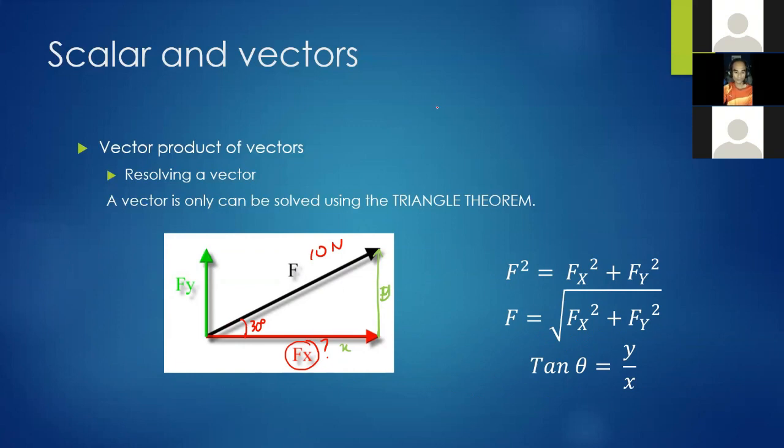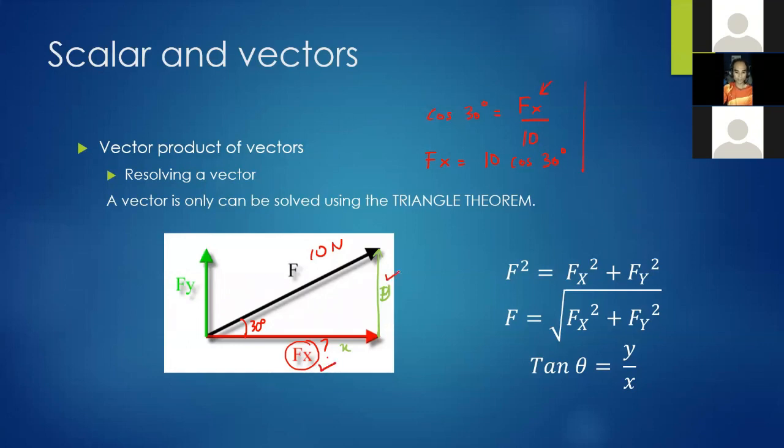Cos 30 degrees is equal to adjacent, that is fx, divided by hypotenuse, that is F. The hypotenuse is 10, right? Correct or not? Can I find the value of fx here? So fx equals 10 cos 30 degrees. Am I correct? Okay. Now I can find this value fx.